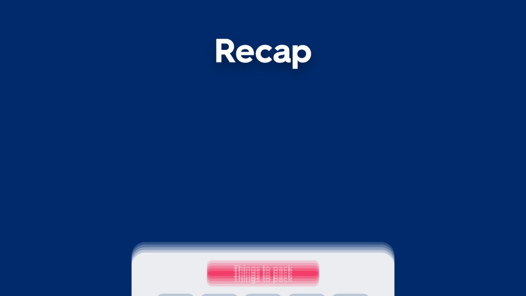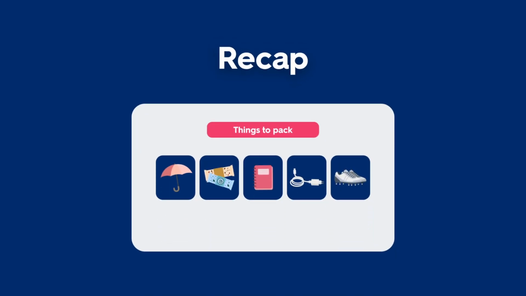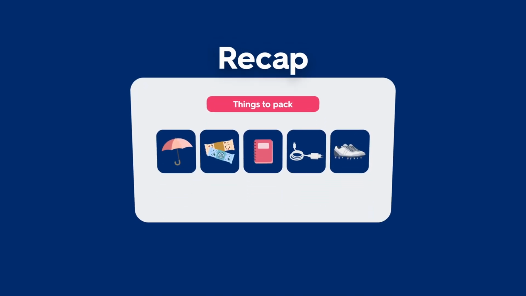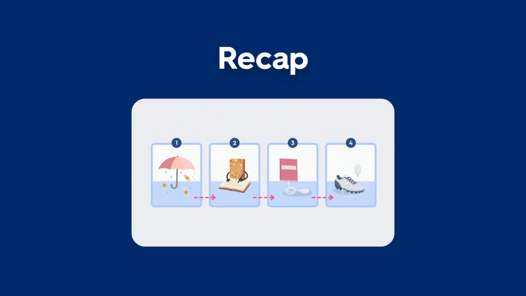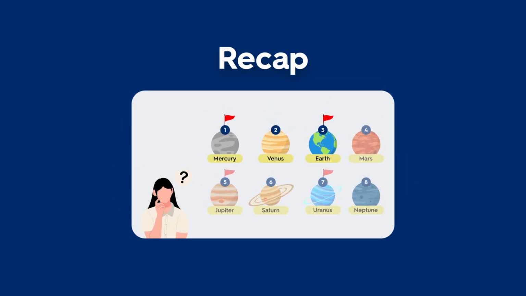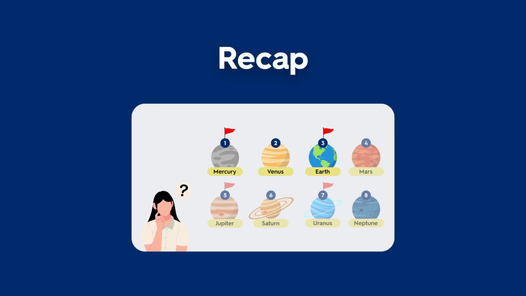To recap, here is a quick step-by-step guide. Choose clear images. Make each image interact with the next one. Exaggerate the action. Then rehearse the story from beginning to end, and again from memory.